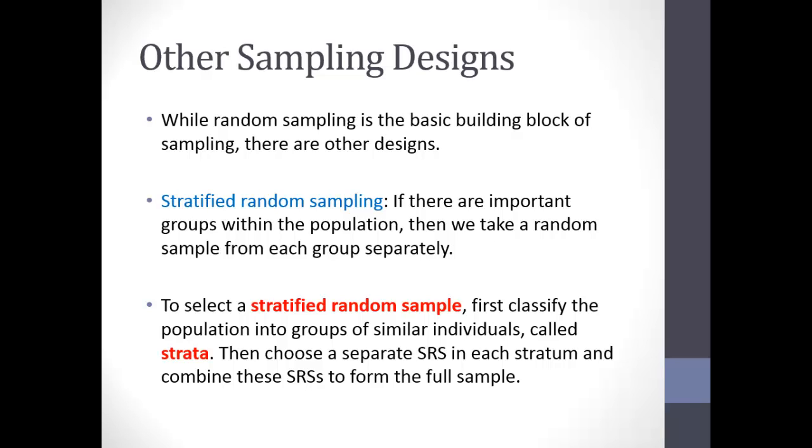There's something called stratified random sampling. This is something you would want to use if there are important subgroups in your population. You could take a random sample from each group separately. My definition here is that I'll first classify my population into groups of people that are similar, or groups that make sense, and those are called strata. Then I'm going to choose a simple random sample from each one of those, and put them all together to have my full sample.